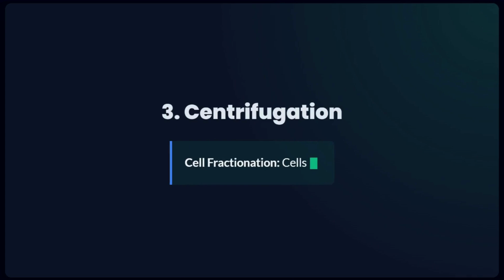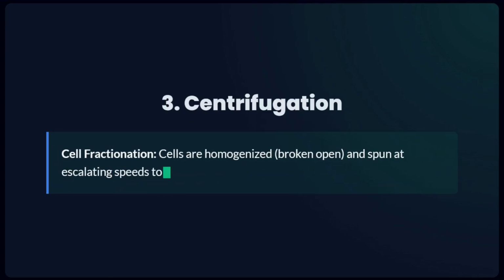When scientists want to isolate specific parts of a cell, they use cell fractionation through centrifugation. Cells are blended open and spun at incredibly high speeds. The heaviest parts, like nuclei, settle first, followed by smaller organelles as speed increases.